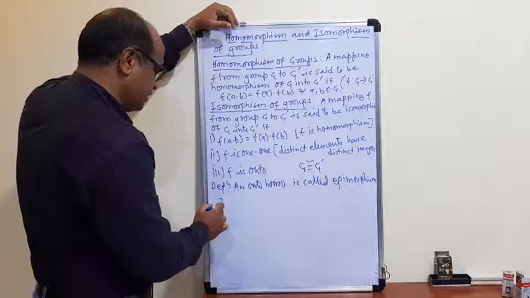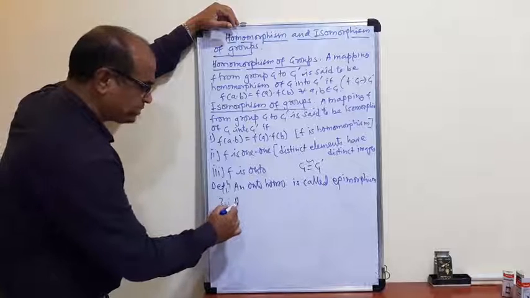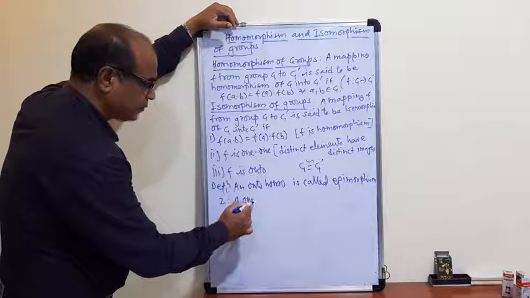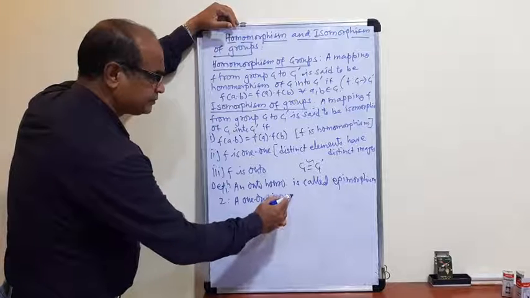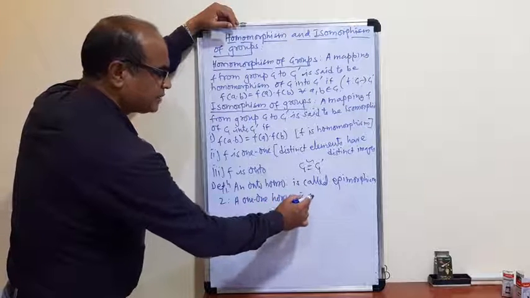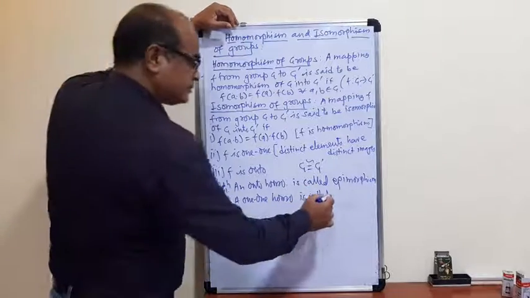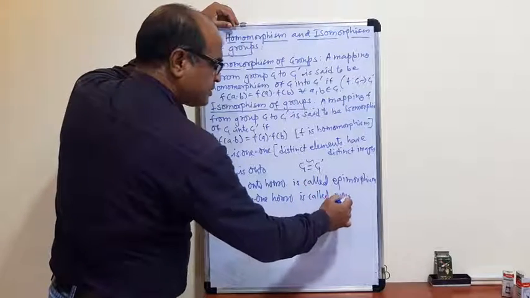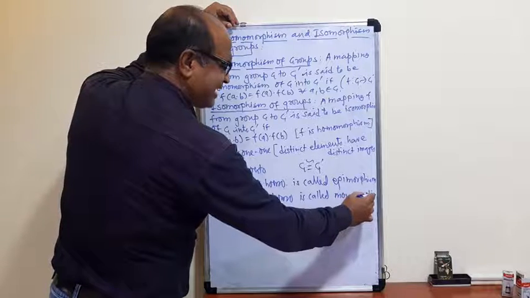So what is the next definition? This is definition 1. What is the definition 2? A one-to-one homomorphism is called a monomorphism. So remember this definition here.